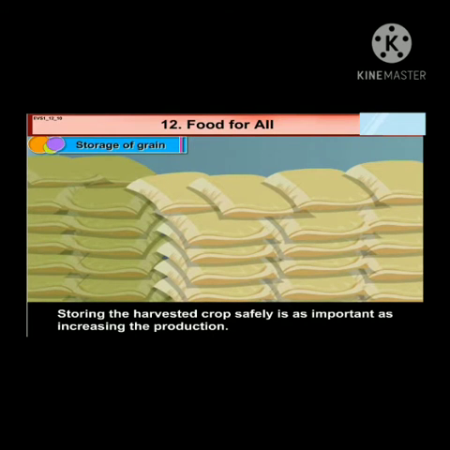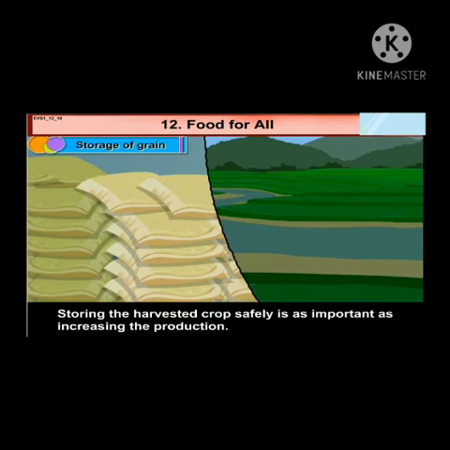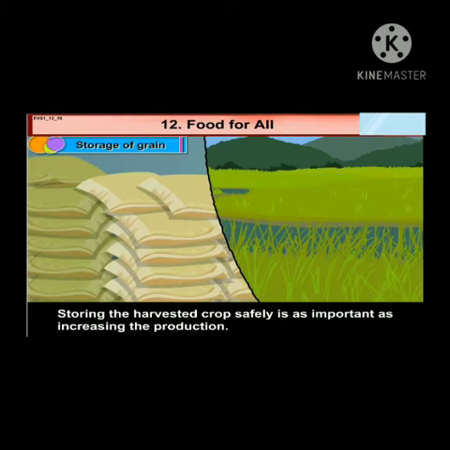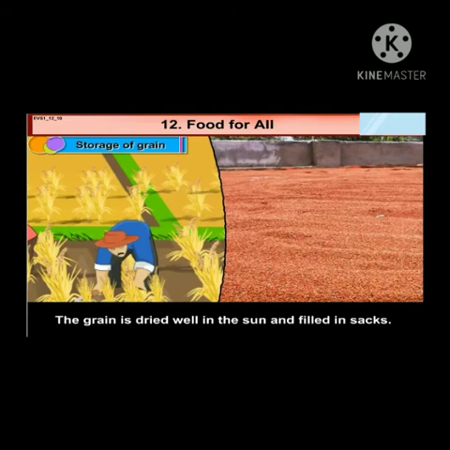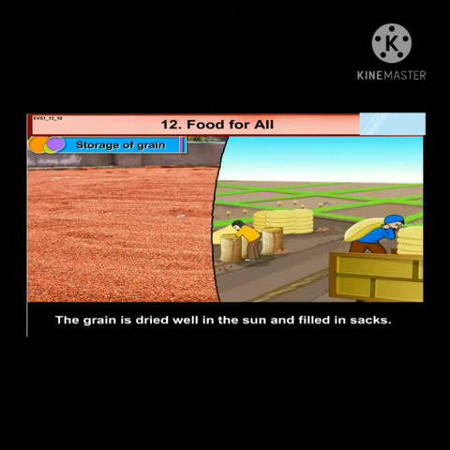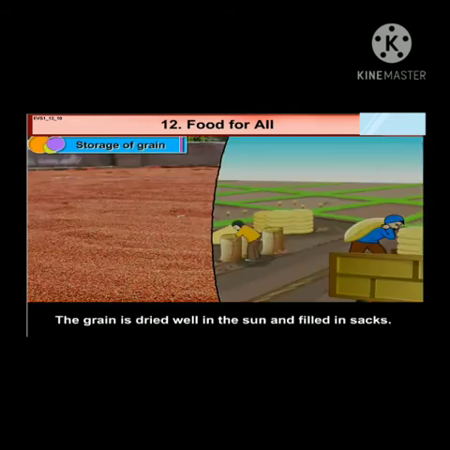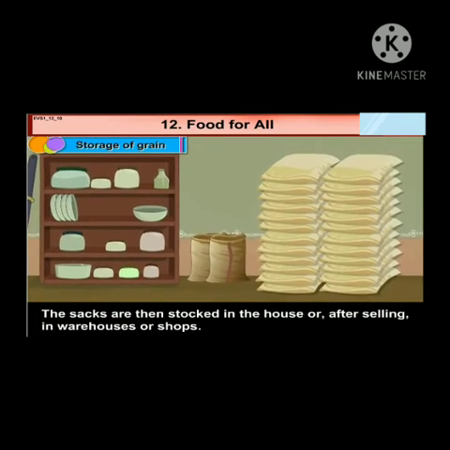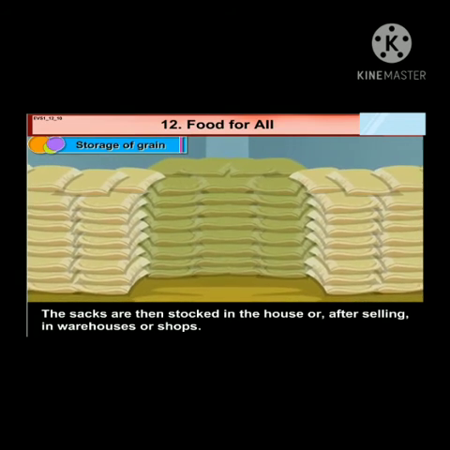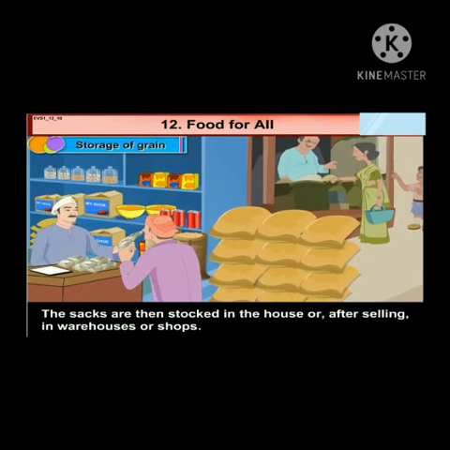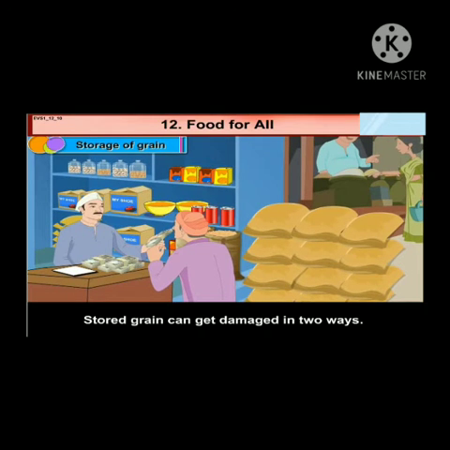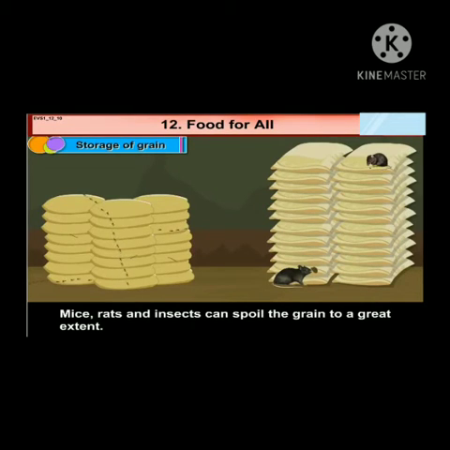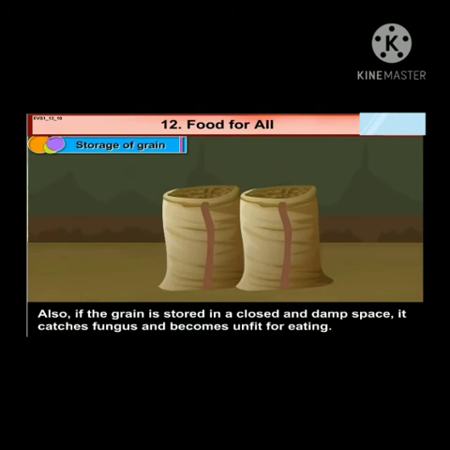Storing the harvested crop safely is as important as increasing the production. What steps are taken for this purpose? The grain is dried well in the sun and filled in sacks. The sacks are then stocked in the house or, after selling, in warehouses or shops. Stored grain can get damaged in two ways. Mice, rats and insects can spoil the grain to a great extent.